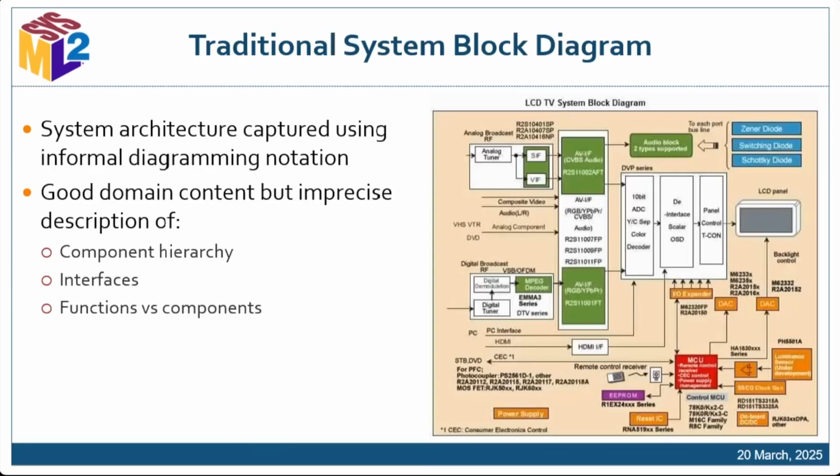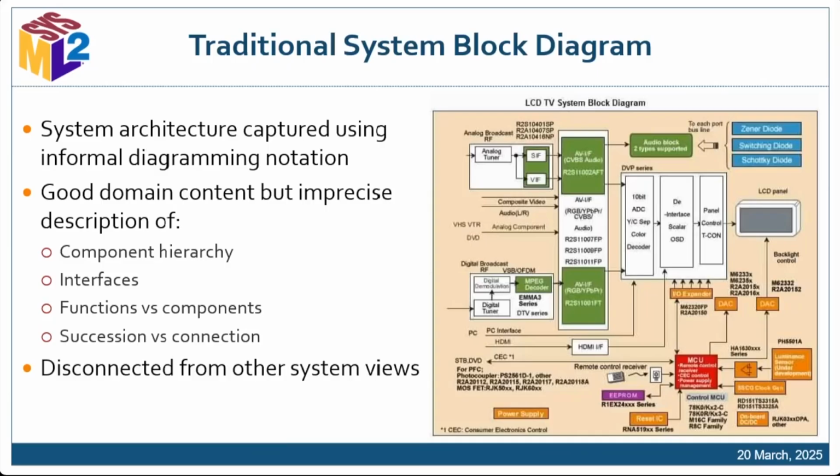You can't actually differentiate very easily a function, what something does, versus a component, which is what it is. They're kind of munged together in the diagram. And then there are successions, basically like control flow: something happens after something else. So you see a line with an arrowhead. Does that mean something happened after that? Or is it a connection, like an interface? You can't really tell. So the bottom line is, it's great content, but there's a lot of obvious ambiguity.